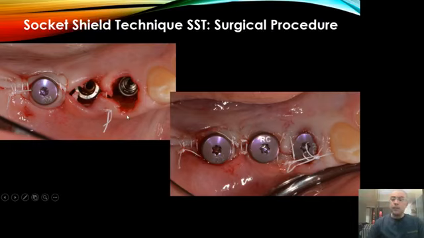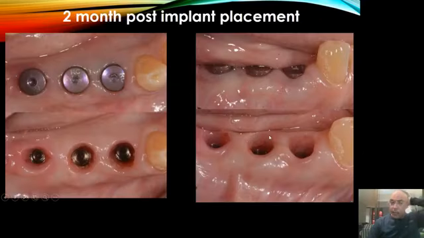The socket shield is meant to be a flapless technique we are trying to preserve, and it's a big discussion we're gonna have down the line also. But this is the final result in the area, and we can see in 2 months that we have three implants. The two implants that have the socket shield are preserving the buccal plates, preserving the tissues, and we can see that we have an intact seal actually in the gingival margins.